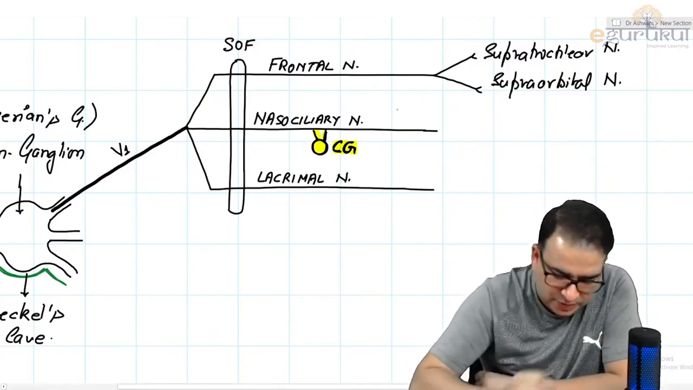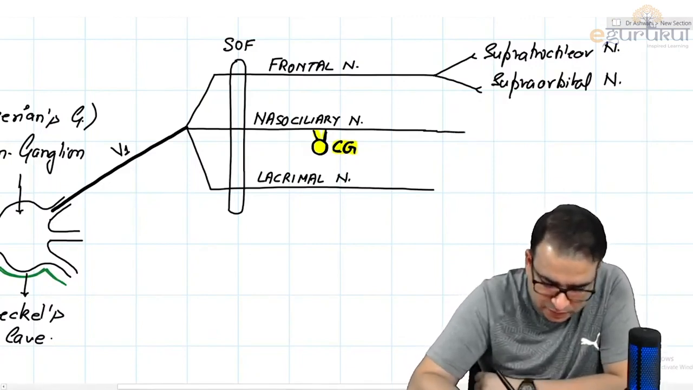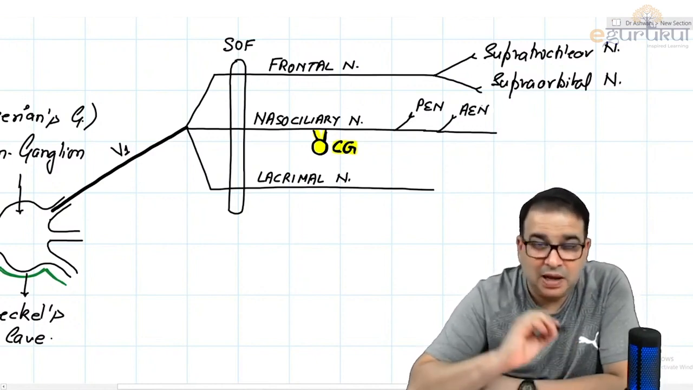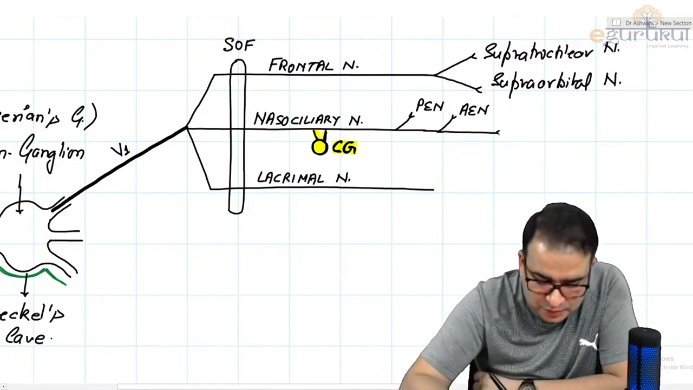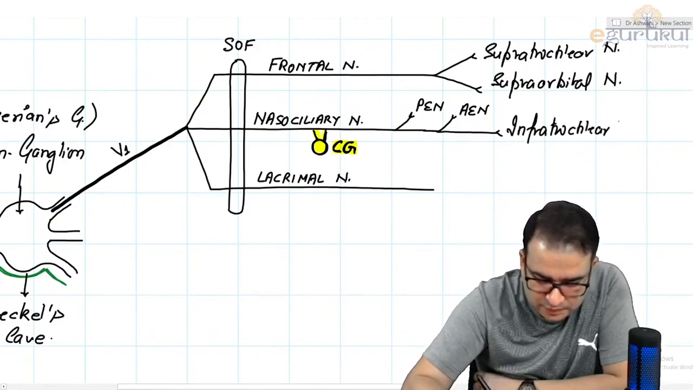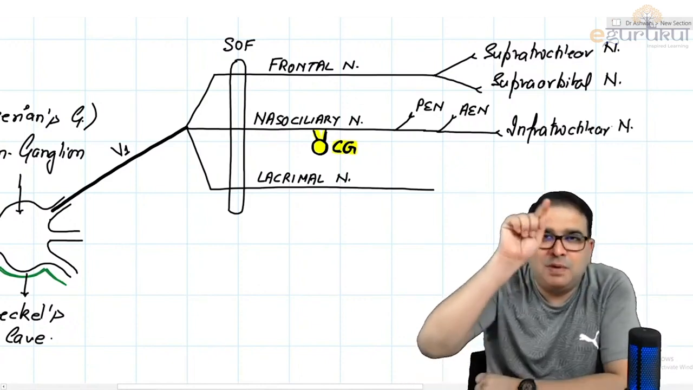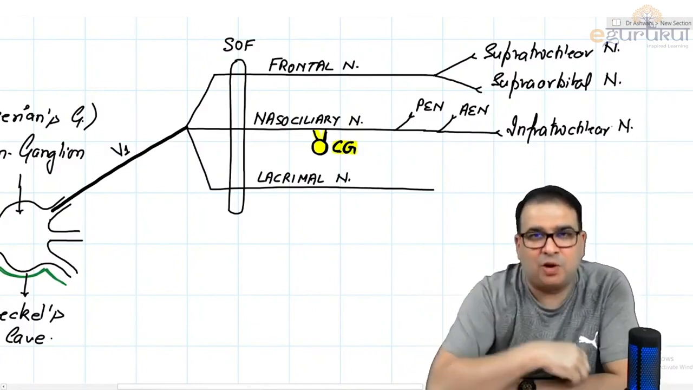This nasociliary nerve will give off two branches. One is called as a posterior ethmoidal nerve. One is called as an anterior ethmoidal nerve. Posterior ethmoidal, anterior ethmoidal. We'll discuss that. And then finally it will come out and will give off a nerve that is called as an infratrochlear nerve. Infratrochlear nerve. Look at this. That is supratrochlear and that is infratrochlear. Actually, one goes above, one goes slightly below. So one is supratrochlear, one is infratrochlear.